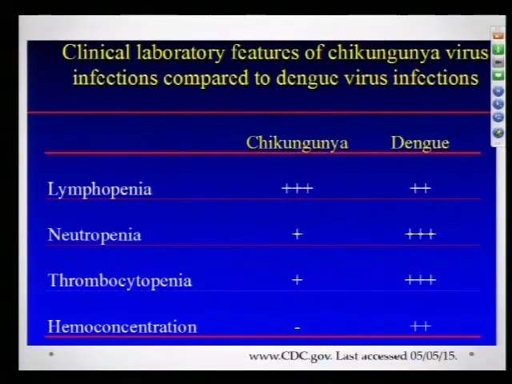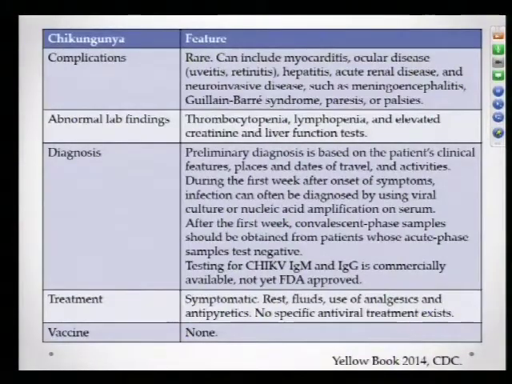Then, lab features, usually you see lymphopenia, not really severe neutropenia, and these patients don't need to be on neutropenic precautions because the incubation period is so short and the treatment is so clinical that you really don't have to do anything. These counts usually recover on their own, with the exception of dengue, which we will talk about because of the hemoconcentration that you see here. All right, then complications. Rarely chikungunya infection can lead to myocarditis, uveitis, Guillain-Barré, paresis, and encephalitis.